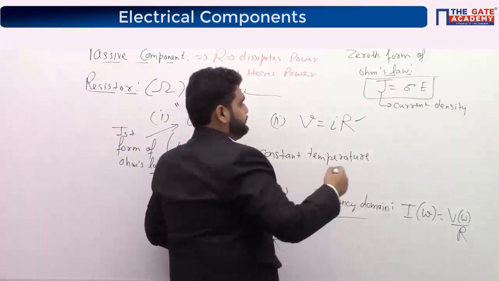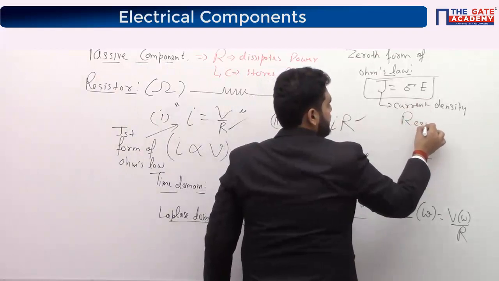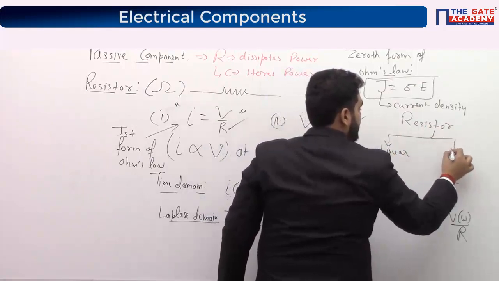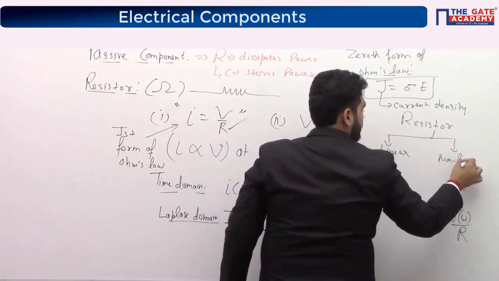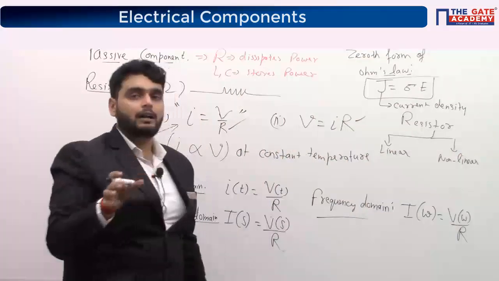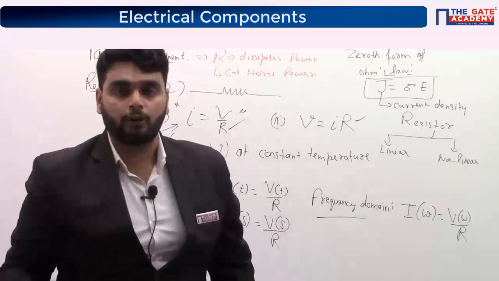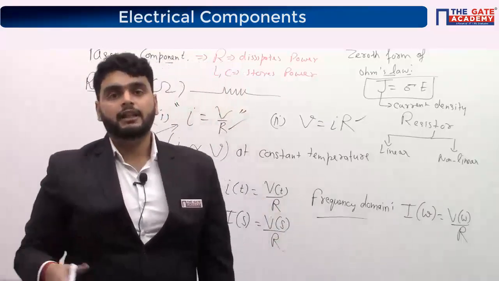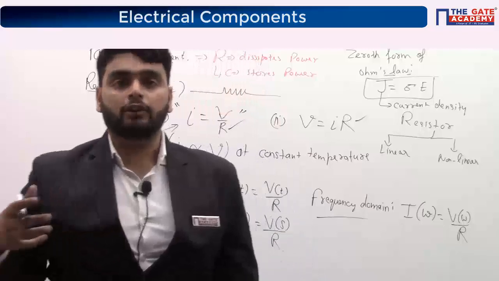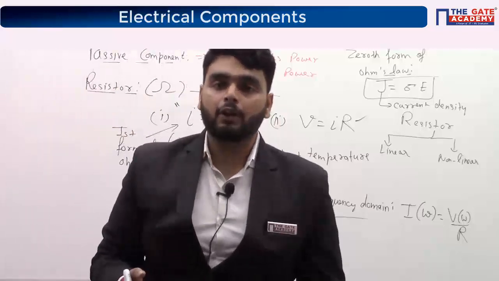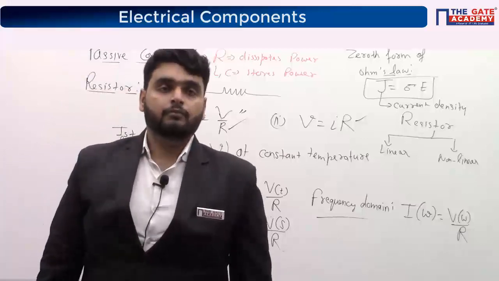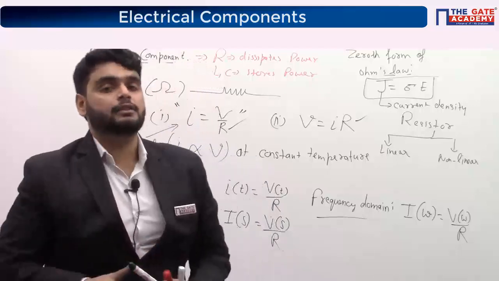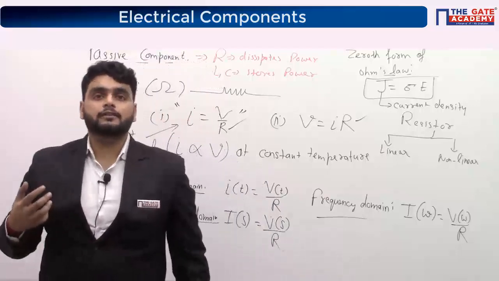Now, one more important thing. A resistor is divided into two parts: one is linear, the second is non-linear. Linear elements are those elements which follow Ohm's law. So if a particular resistor follows Ohm's law, it is known as a linear resistor. And if it does not follow Ohm's law, it is known as a non-linear resistor. So give me one example of a non-linear resistor, especially the electrical students.